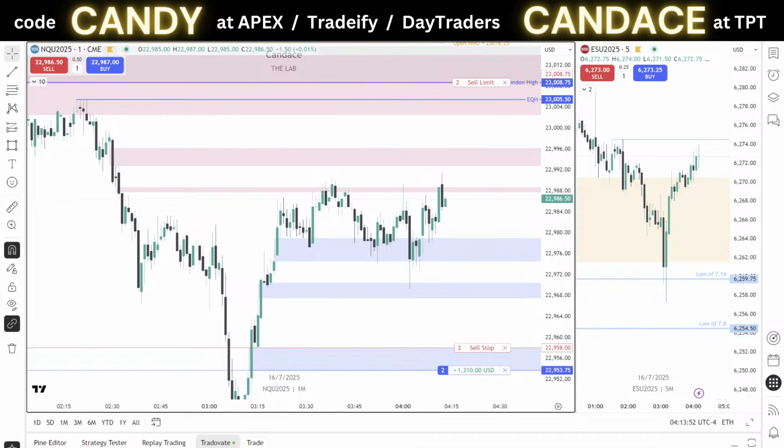DXY is NQ, but you're not trading DXY, right? You can't trade DXY. So how on earth is DXY NQ? DXY is DXY because when we trade indices, we can also use DXY for reference, for comparison.